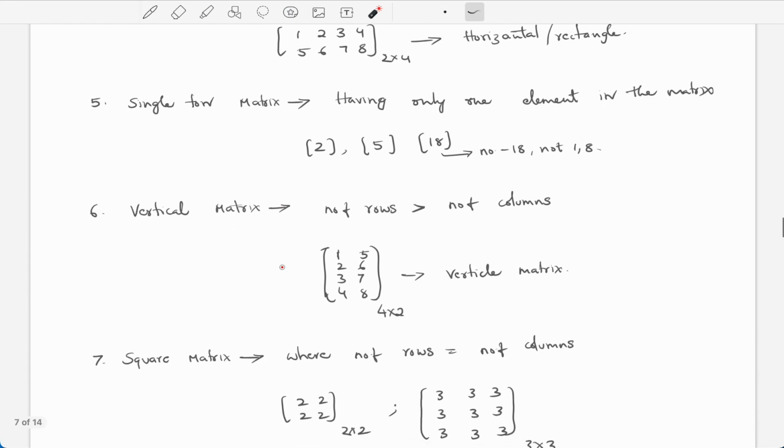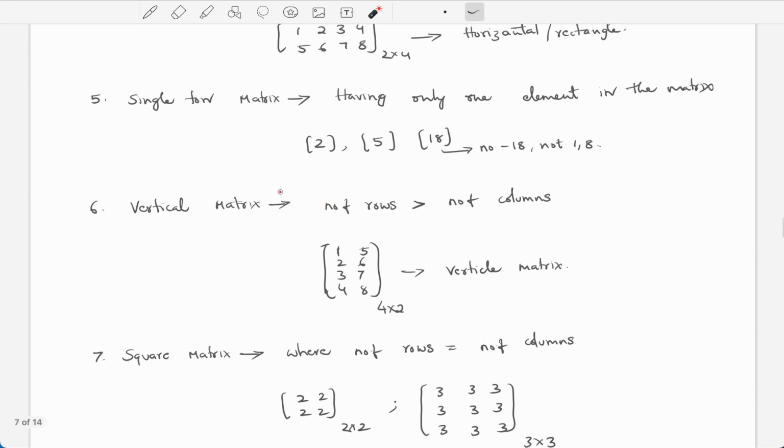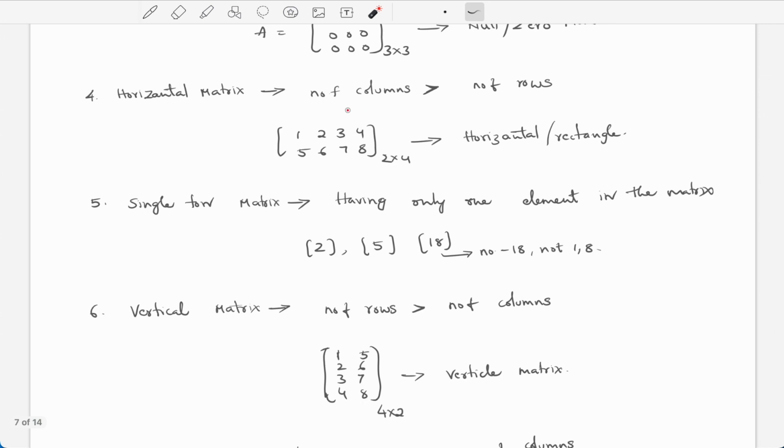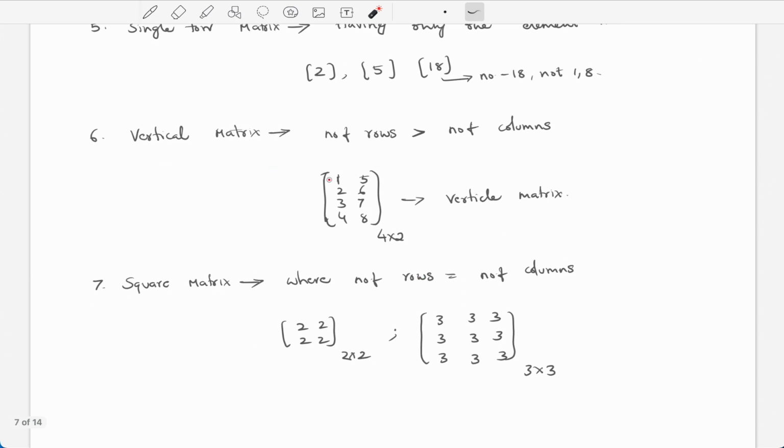After that, sixth, we have a vertical matrix, as we discussed the horizontal matrix, and it is the same as the vertical matrix. What is the specialty of this vertical matrix? Here we have the opposite: the number of rows is greater than the number of columns. Like we have 4 rows and 2 columns, so 4 into 2 dimensions. This is called a vertical matrix.